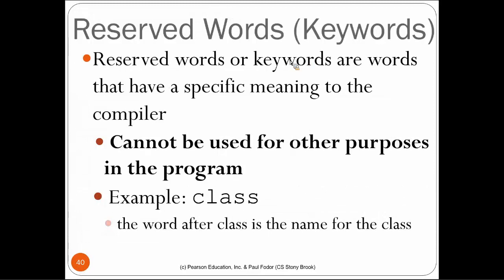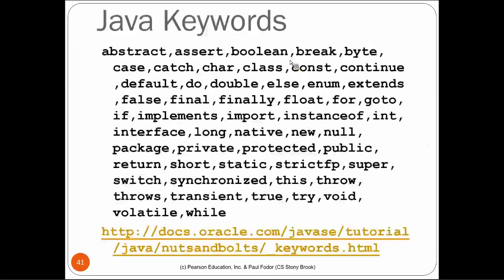Then there are reserved words or keywords. They are words that have a specific meaning to the compiler. They cannot be used for other purposes in the program, like for instance class. The word after class is the name of the class. We cannot use class as a name for a variable or for anything that we define ourselves in our program, the user-defined words.